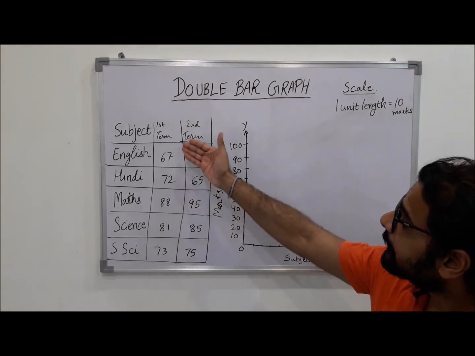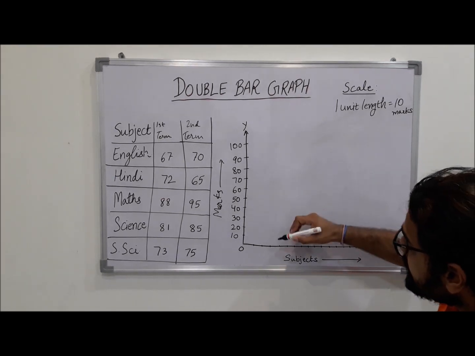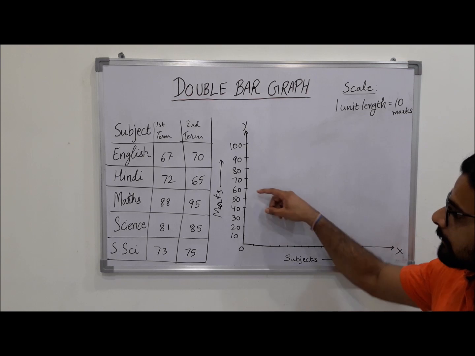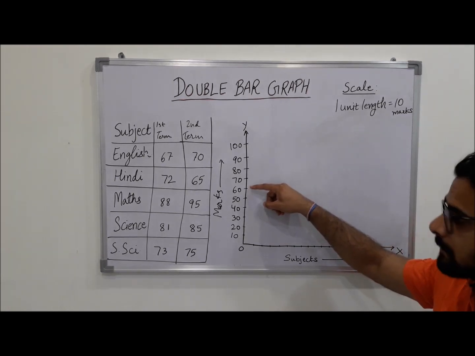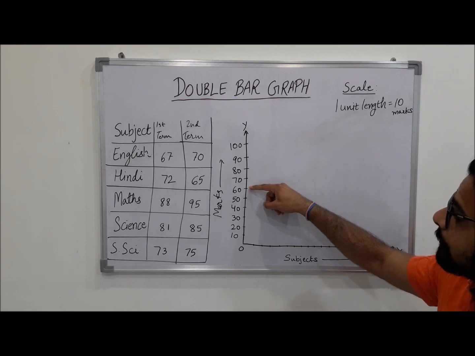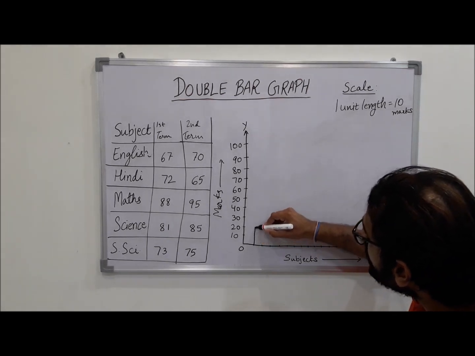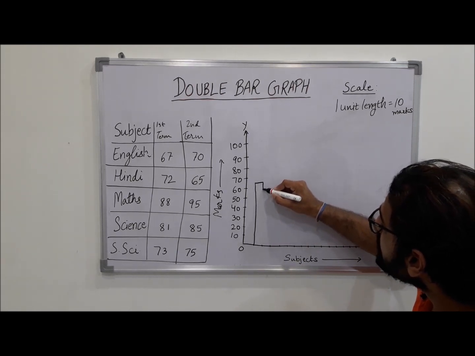First of all, I'll be drawing the bar for marks 67. Now 67 means 6 complete boxes, this is up to 60, and 7 more marks, which means I'll be taking 7 more small divisions. So the bar will be looking like this.